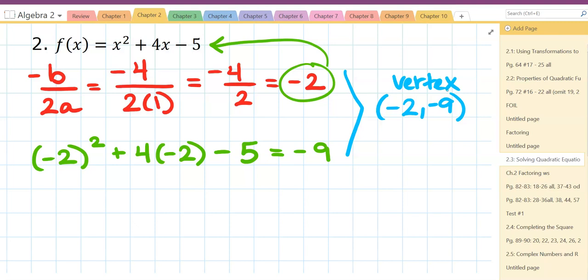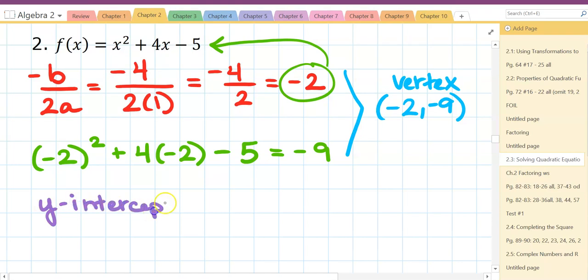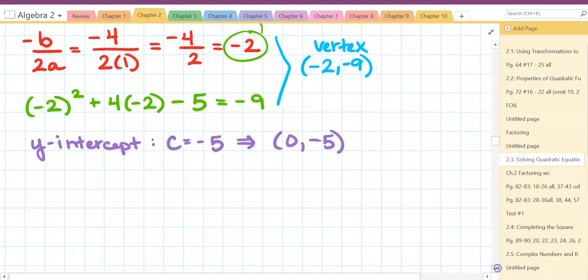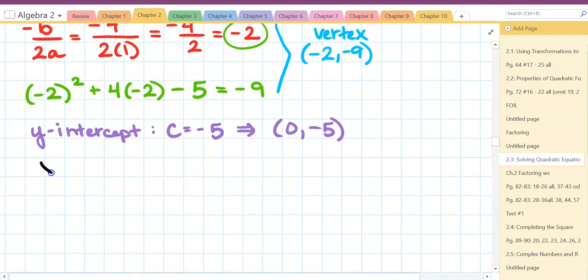All right, so what's the y-intercept point going to be? What's your c value for this? Good, negative 5. So c is negative 5, so we write the y-intercept as 0, negative 5. Now, if we made a chart for this one, which you're going to want to do because you're trying to find the zeros, and right now I don't have the zeros on my graph.